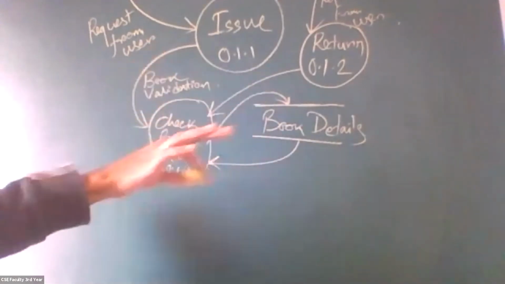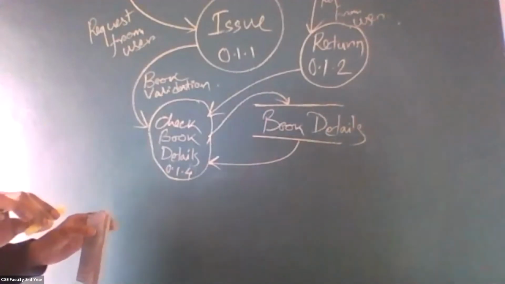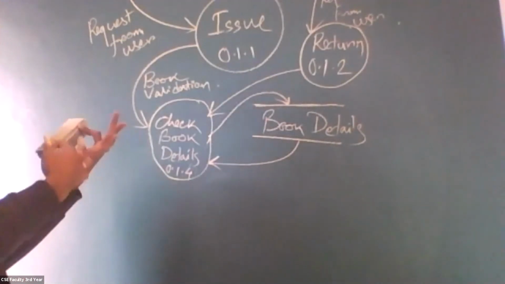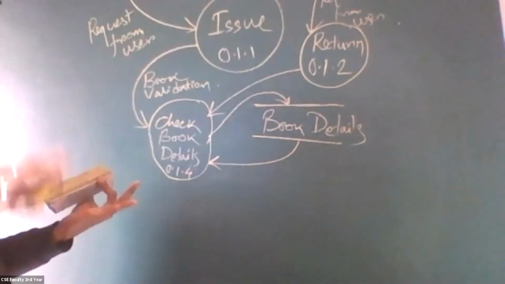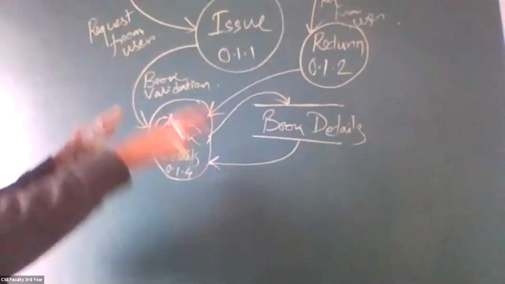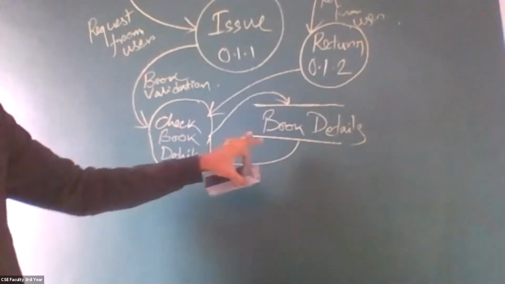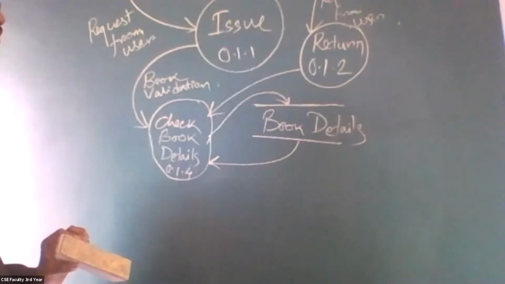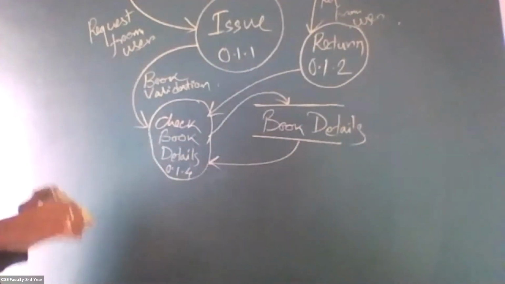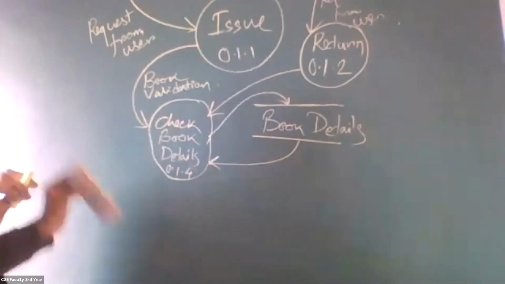Yes, sir. When we are expanding the user request process, we found that issue, return, and renewal, three sub processes are there, and three sub processes are simultaneously using some common processes, which is check book details. They are using a common database also. Is that it? So this is how we have to draw the level 2 DFD.